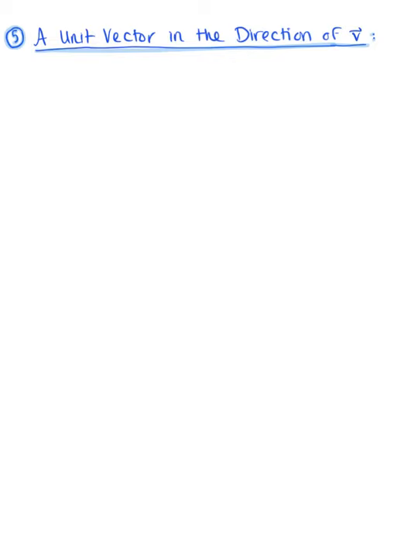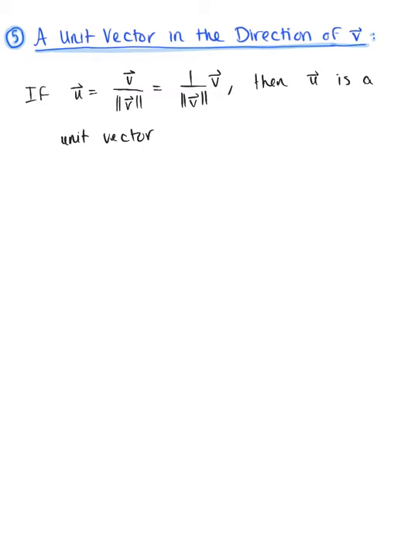The next property we're looking at is a unit vector in the direction of a vector v. So we say that if vector u is defined by vector v divided by the magnitude of vector v, or we can rewrite this as 1 over the magnitude of vector v times vector v, then u is a unit vector. So we know that that means that the magnitude of vector u is 1. So in other words, the magnitude of vector u is equal to 1.